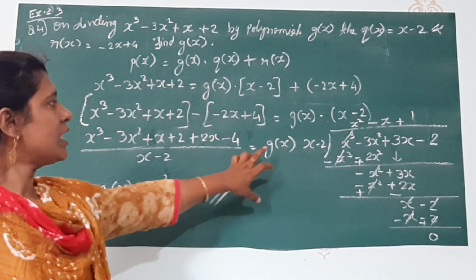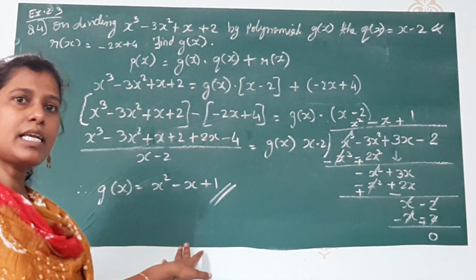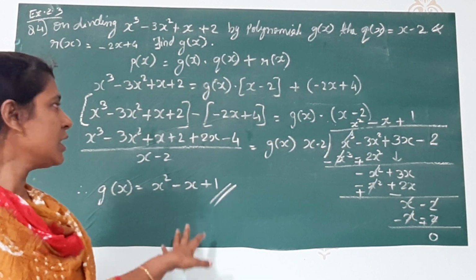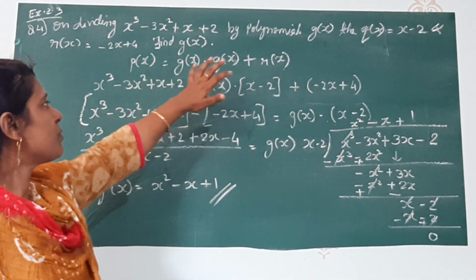After dividing, whatever answer you are getting is called g(x). This is the way we have to do it. I will give you one homework question like this in the next video. This much I think is clear. Once again I explain: we will write p(x) equals g(x) into q(x) plus r(x).